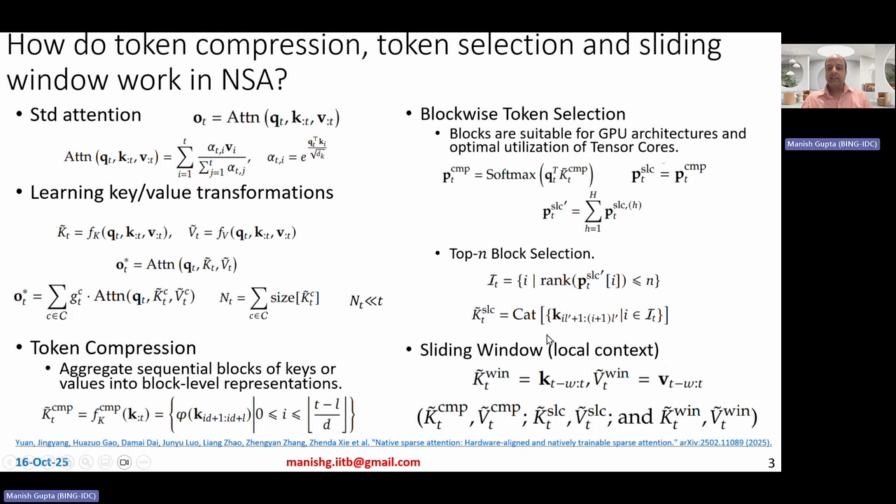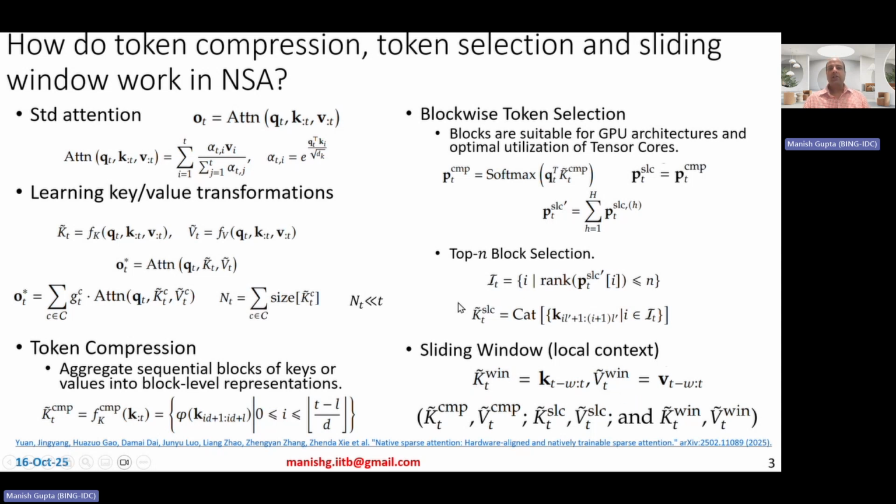Okay. Sliding window, or the local context-based method, is the oldest method for sparse attention, and this is what you do. Rather than considering all previous keys, you consider only the W previous keys, which is what the window means here. So you take the W previous keys from the current time t, and that's your transformed key vector. Obviously, you do the same thing for the value vector as well.